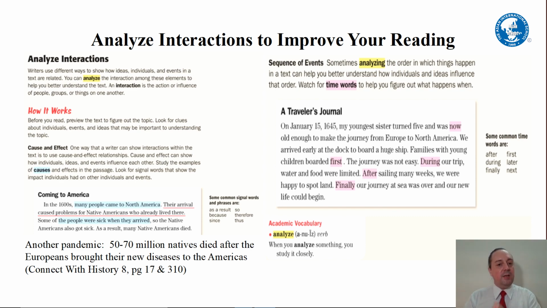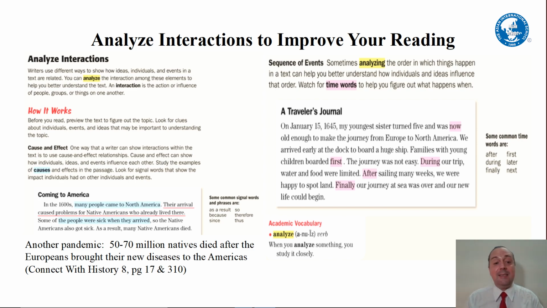The writer can show interactions within the text to use cause and effect relationships. Cause and effect can show how individuals, ideas, and events influence each other. So we study the examples of cause and effect in the passage, in what we're reading. That will help us to understand the reading. Look for signal words that show the impact individuals had on other individuals and events.